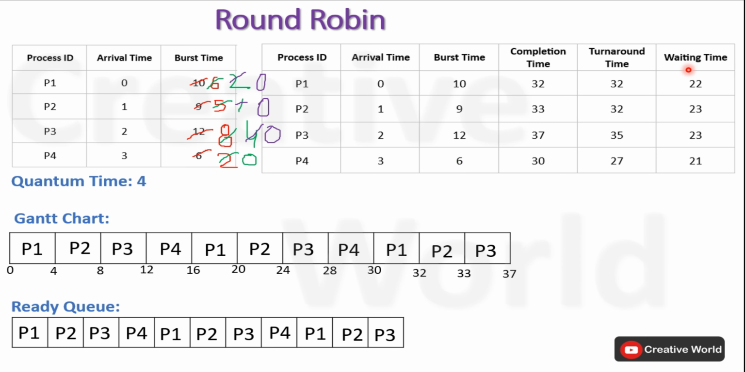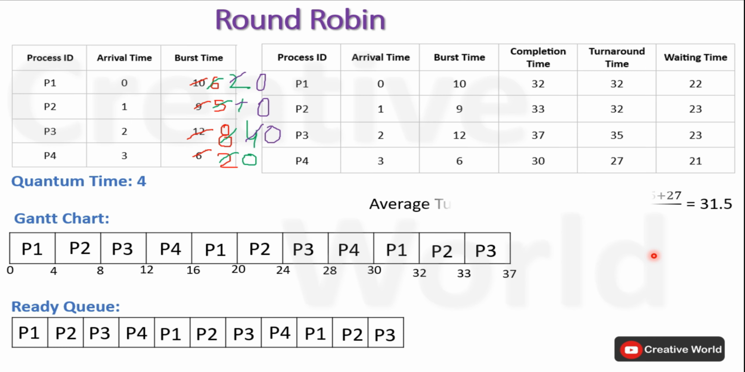Similarly, waiting time can be obtained by subtracting burst time from turnaround time. 32 minus 10 will become 22, 32 minus 9 will become 23, 35 minus 12 will result 23 and 27 minus 6 will become 21.